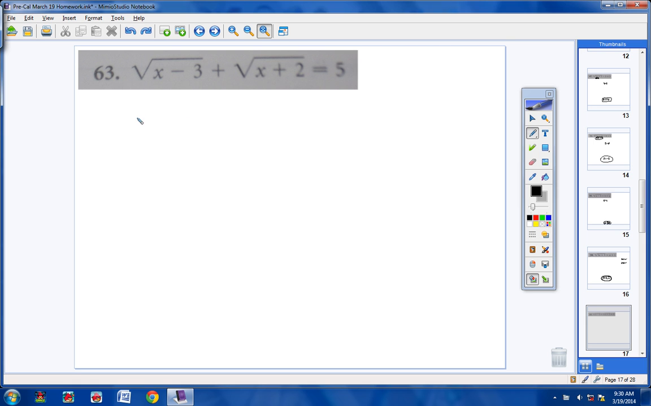I'm going to make sure this radical here is by itself. That's just my choice. So I'm going to bring the other radical to the other side, and you get 5 minus the square root of x plus 2. Now here's where it gets a little ugly. I have my square root totally isolated, and I've got a square root. So I must square this whole side. So I'm squaring a really awkward binomial here.